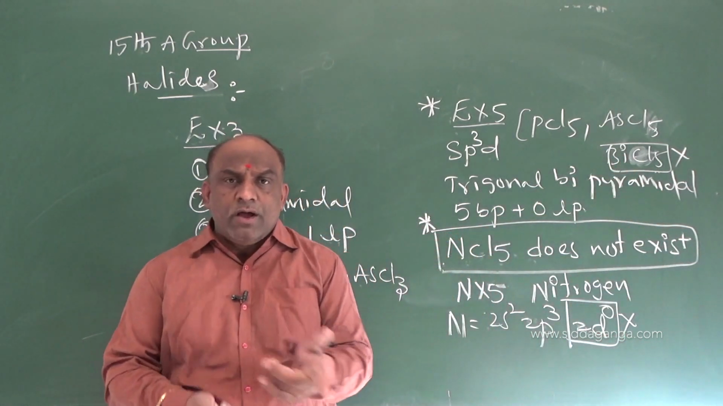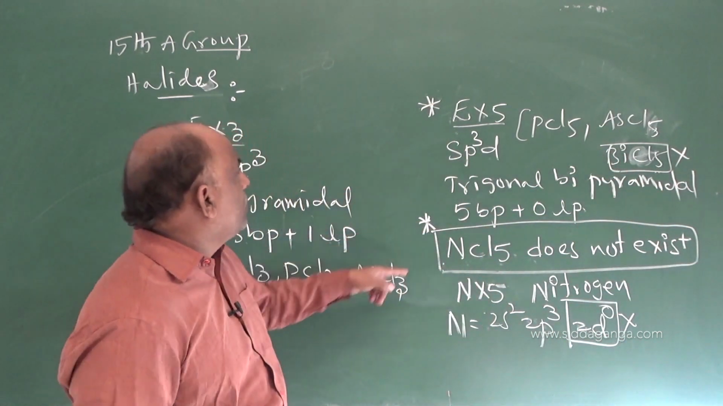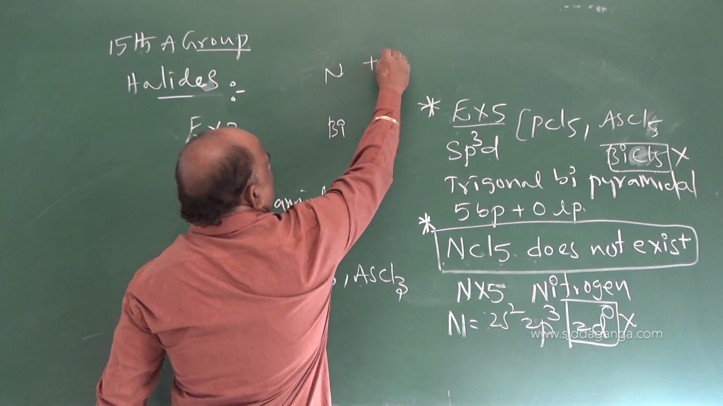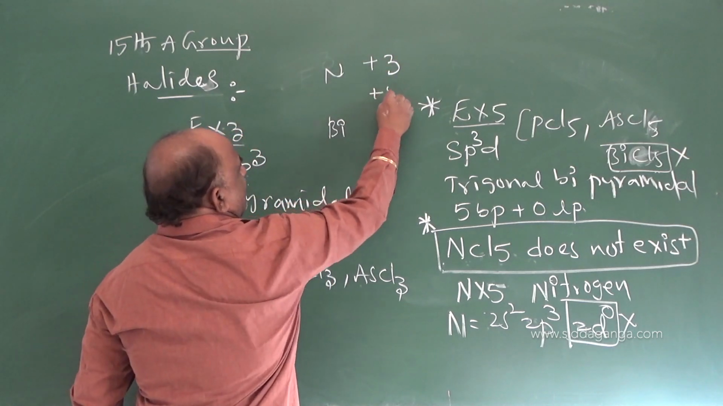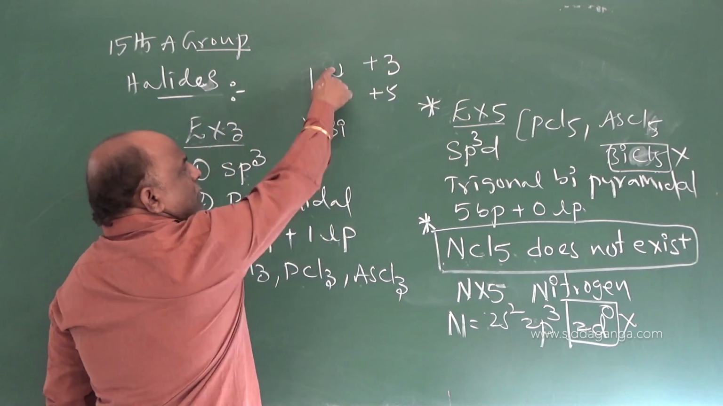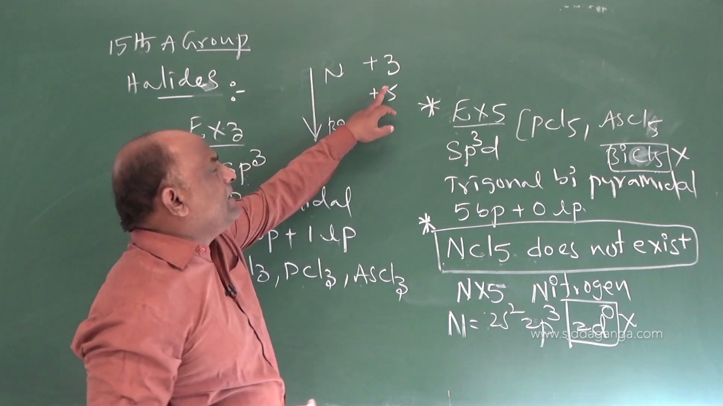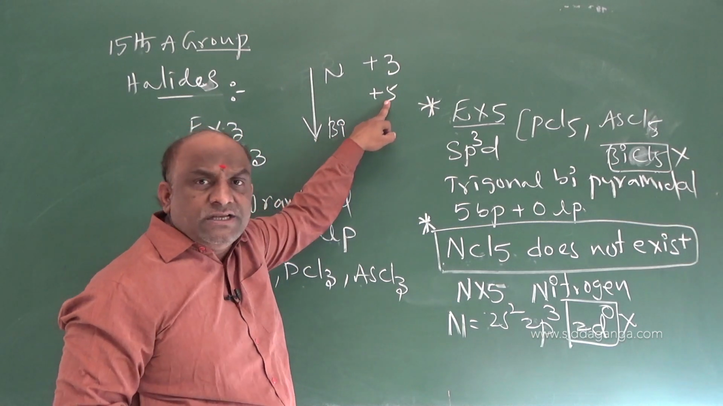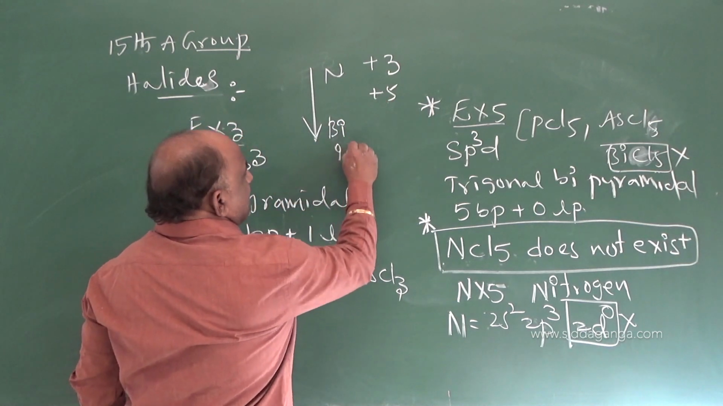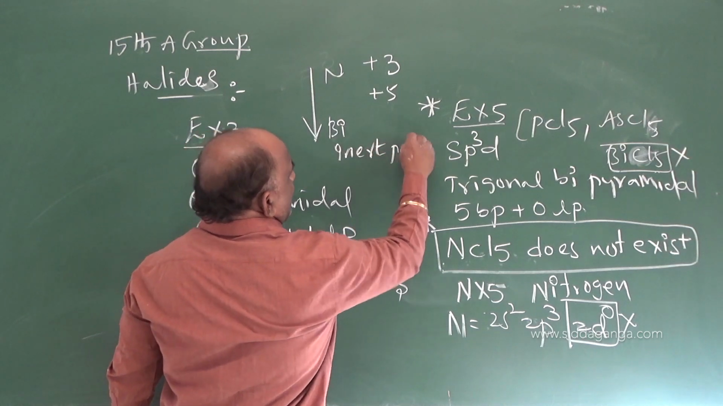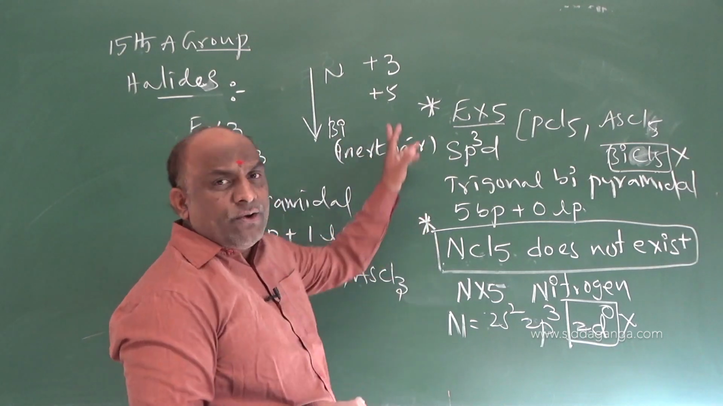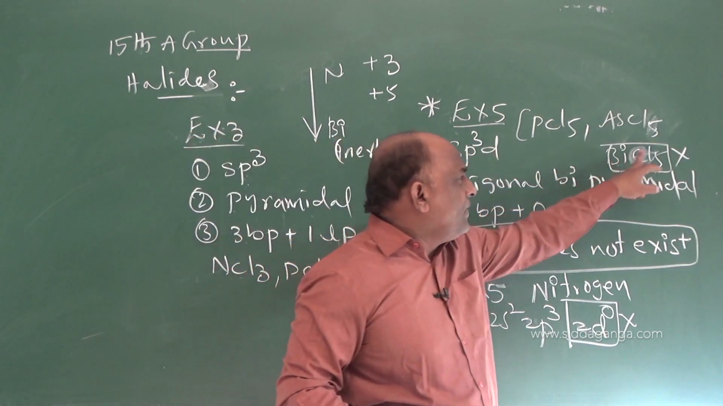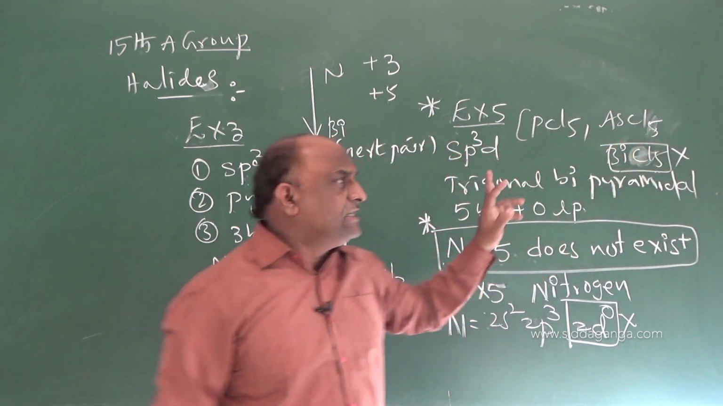Already we know that in p block elements, down the group from nitrogen to bismuth, the oxidation states are +3 and +5. Down the group, the stability of the +3 oxidation state increases and the stability of the +5 oxidation state decreases. What is the reason? The inert pair effect. Make a note, this is very important. Due to the inert pair effect, BiCl5 does not exist, BiF5 exists.